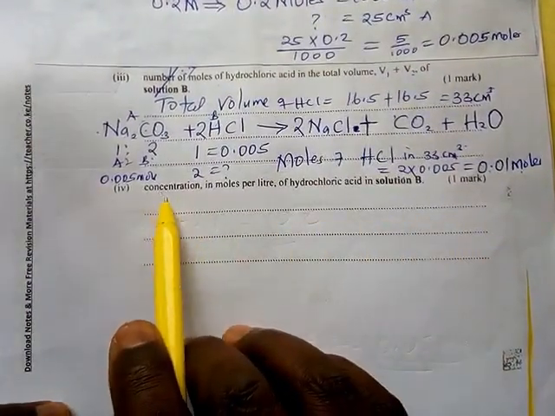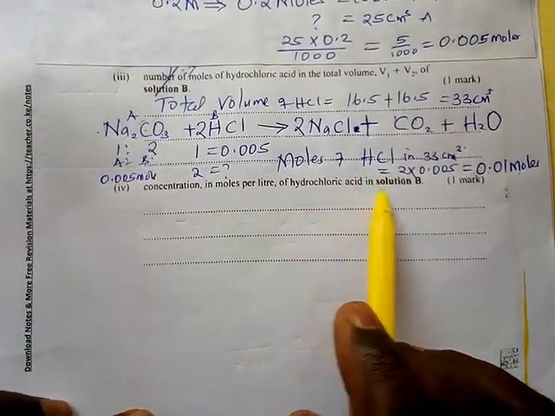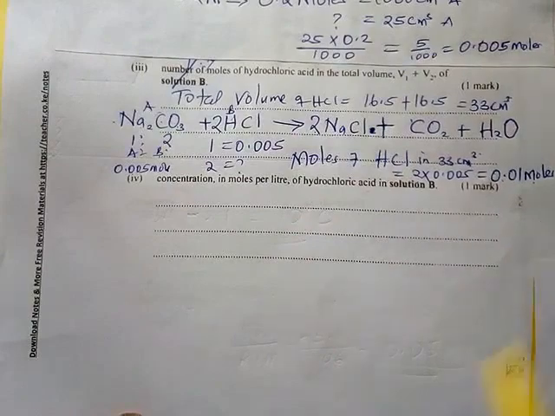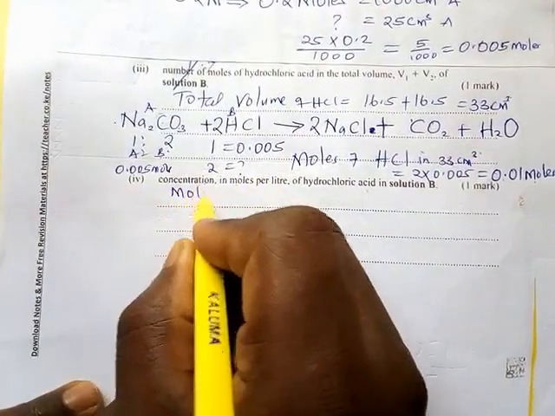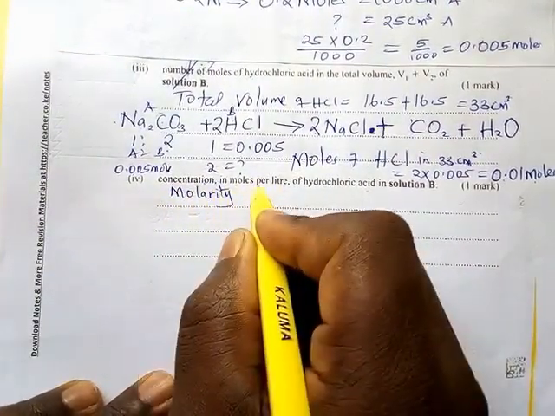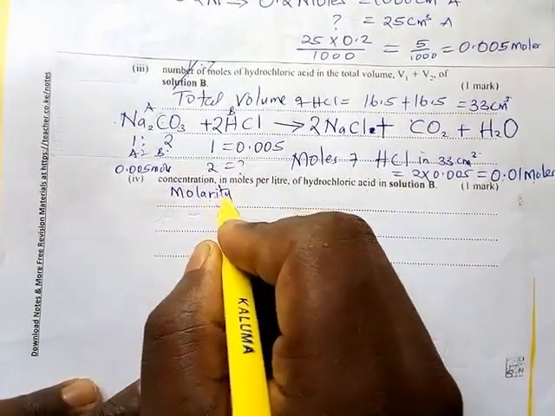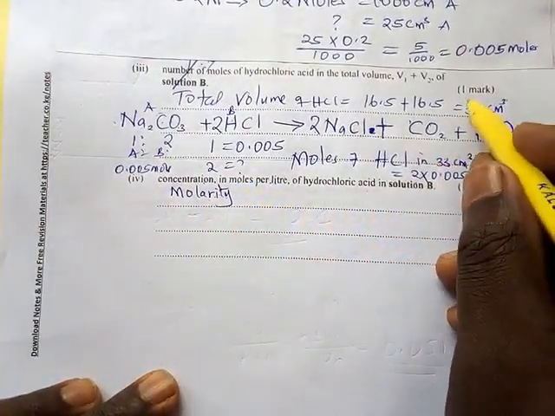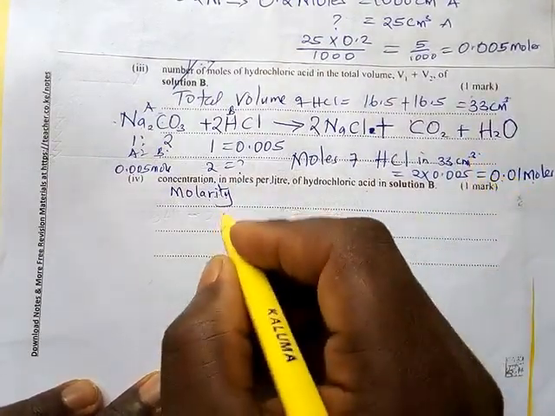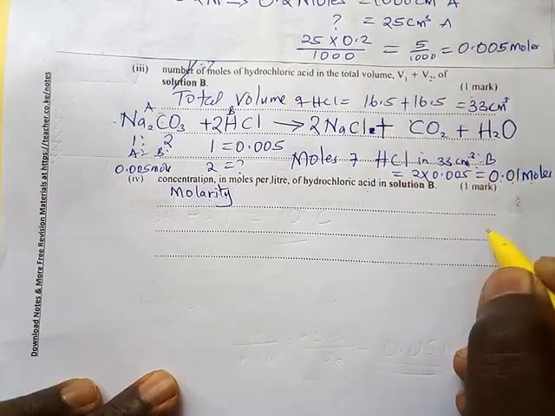Now calculate the concentration in moles per liter of hydrochloric acid in solution B. That's very good. Remember I have always told you that concentration in moles per liter simply means molarity, the number of moles in a liter, in 1,000 centimeters cube. But we have the number of moles of HCl in 33 centimeters cube of solution B. We know the number of moles.